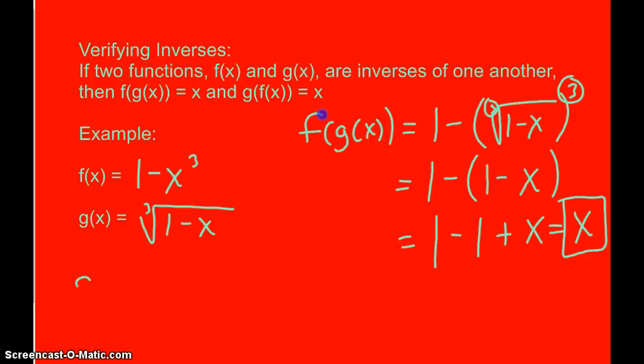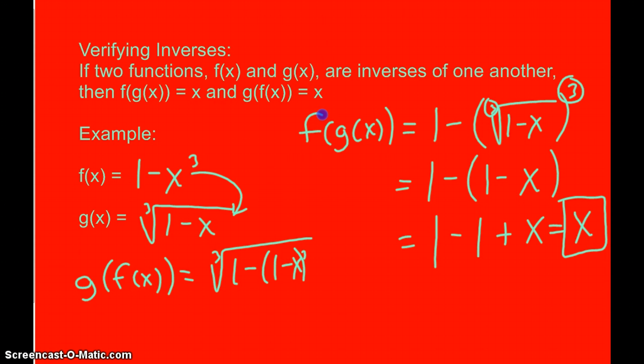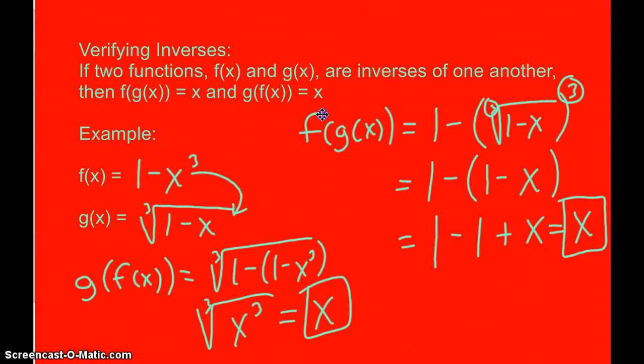To verify for sure that they are, we do g of f of x. G of f of x says plug f into g. So the cubed root of 1 minus x cubed. The cube there was placed in the wrong place, so it should be 1 minus x cubed on the inside. When we combine our like terms, it's the cubed root of x cubed, which is x. So therefore, both equations simplified down to just x. That tells us those are inverses of one another.